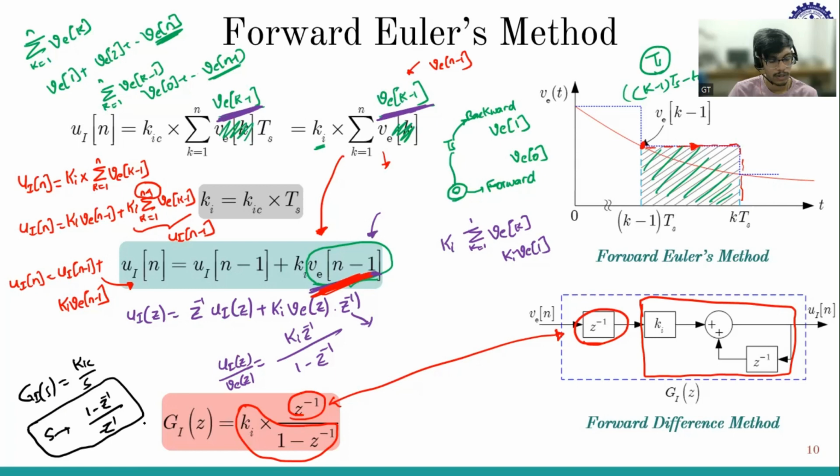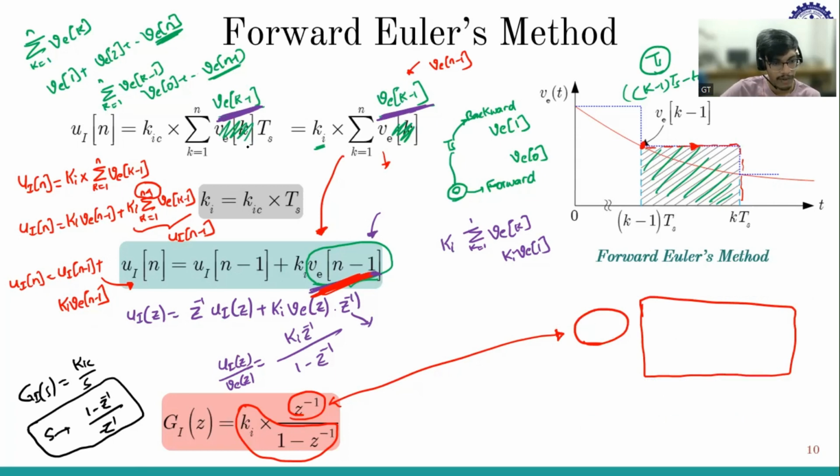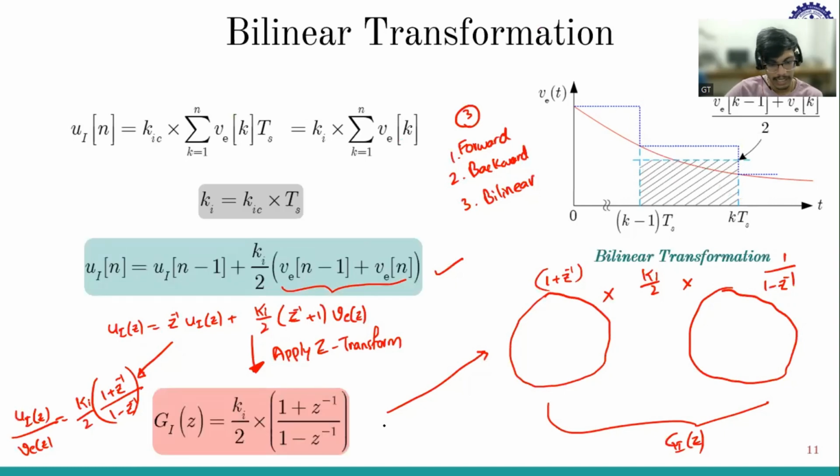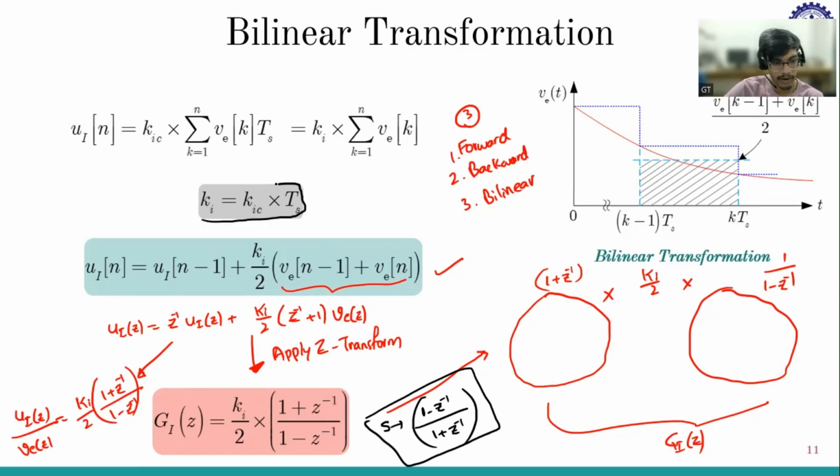I am confused with Kic and Ki. Because we get this extra Ts term, so Kic into Ts is Ki. We are getting this extra Ts term, and that is going into the gain. But S is equivalent to 1 minus Z inverse by Z inverse in the case of forward Euler, and if you come to bilinear transformation, S is equivalent to 1 minus Z inverse by 1 plus Z inverse. Kic into Ts is Ki, I have defined it like that.